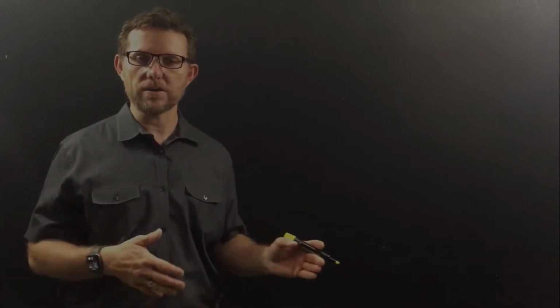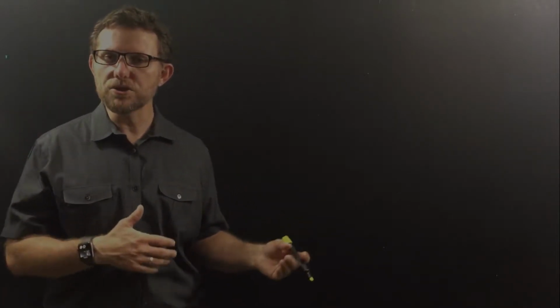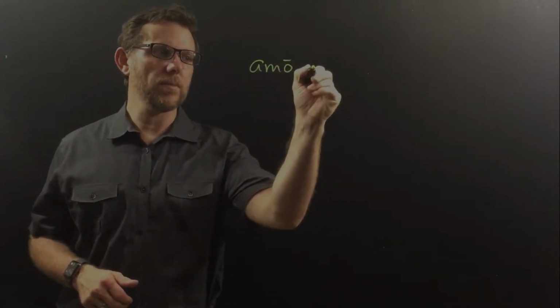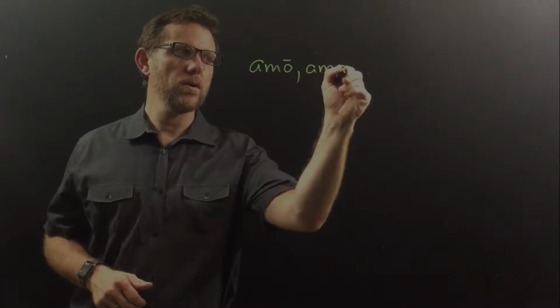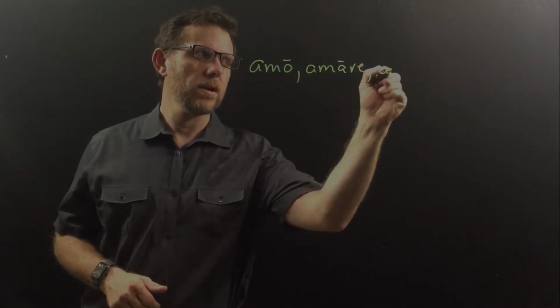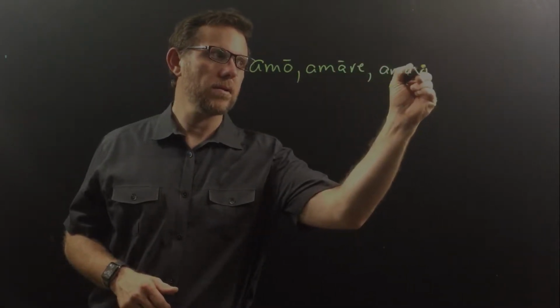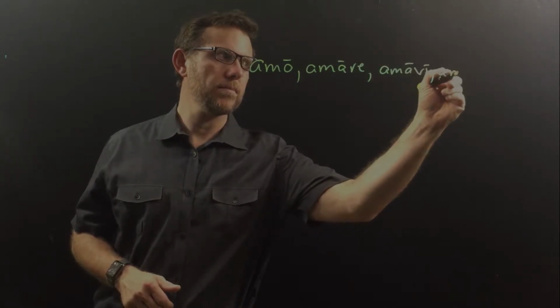Hey guys, in this video I want to talk to you about the principal parts of verbs. By now you should know that the principal parts are the four forms of a verb as those verbs are listed on your vocabulary list. So for instance, I'll write the principal parts for the verb amo. Amo, amare, amavi, and amatum.